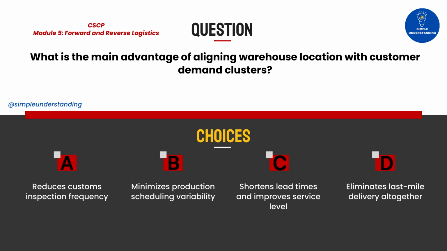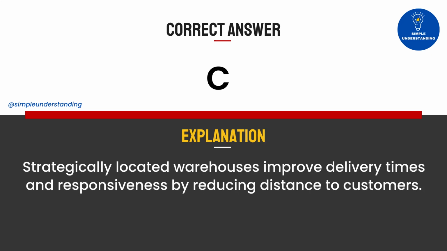3. What is the main advantage of aligning warehouse location with customer demand clusters? A. Reduces customs inspection frequency. B. Minimizes production scheduling variability. C. Shortens lead times and improves service level. D. Eliminates last-mile delivery altogether. Correct answer: C. Explanation: positioning warehouses near demand centers improves responsiveness and delivery reliability.